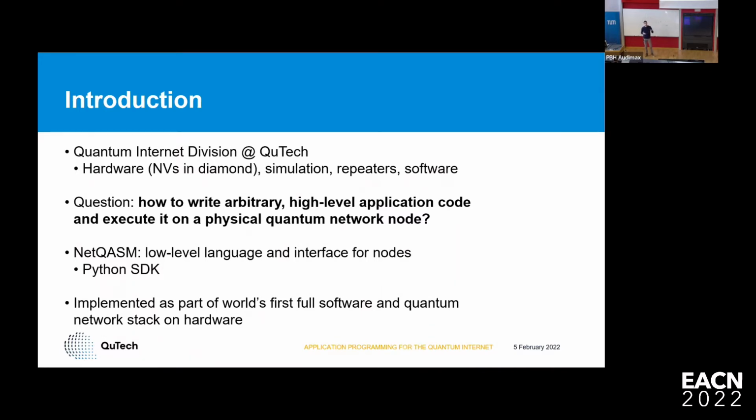But on top of that, we also created a Python SDK, SDK standing for Software Development Kit. This is software that allows programmers to write application code in Python and then have it be executed on a quantum network. Not only did we implement this NetQASM and this Python SDK, we also connected all this to our setup in the lab. And we used NetQASM to run an application, a simple application for now, but on a real hardware setup.